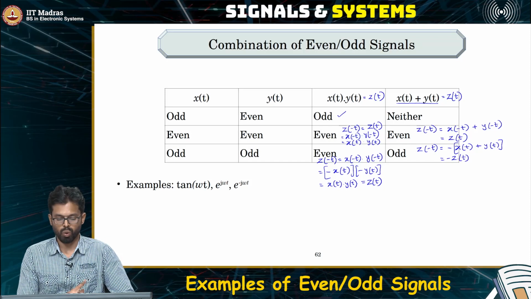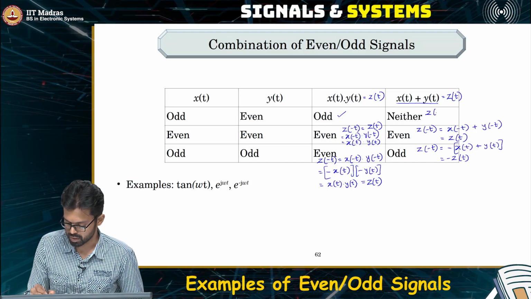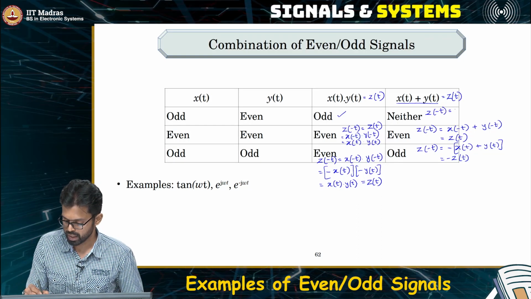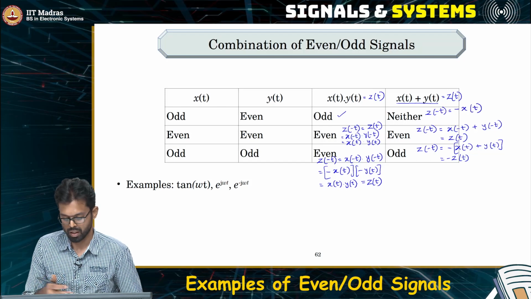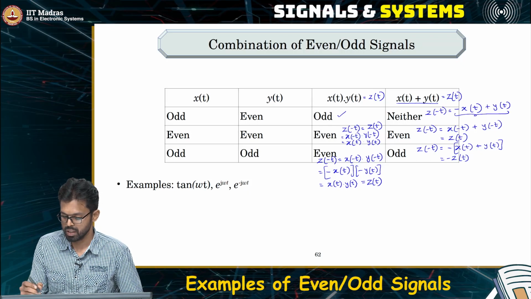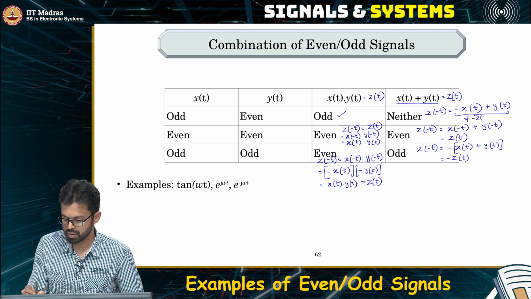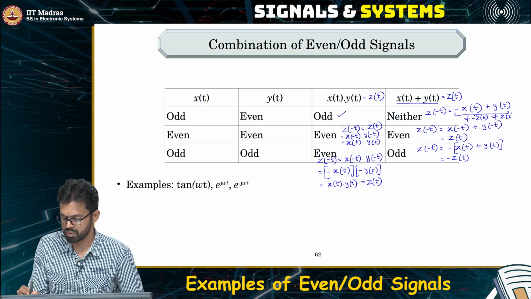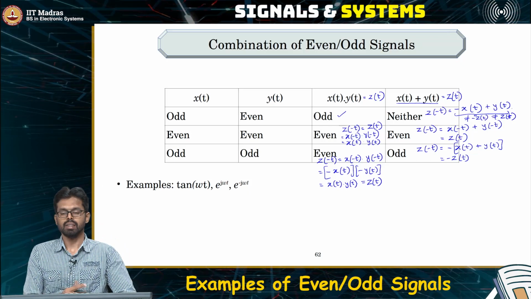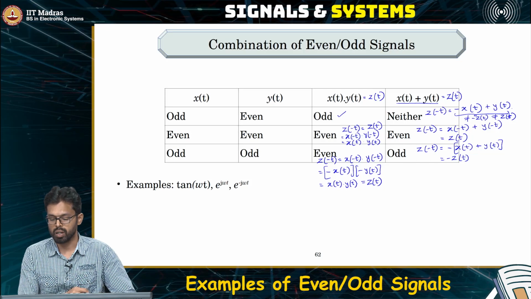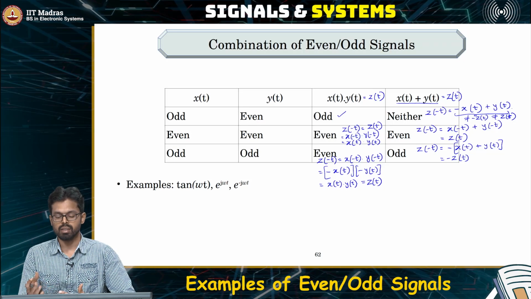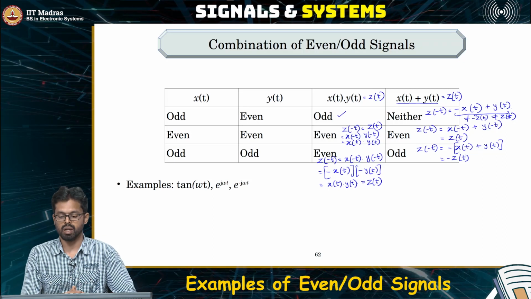The problem arises when one of them is odd, another one is even. Let's see what happens here. Let us say x is odd, which means we'll get minus x of t, and y is even, we'll get y of t. So this is not equal to minus z of t or z of t. And you get some weird signal. So this is neither odd nor even. Of course, you can split it into an odd part and an even part, but as such, the entire signal, when you add up an odd and even signal, is neither odd nor even.